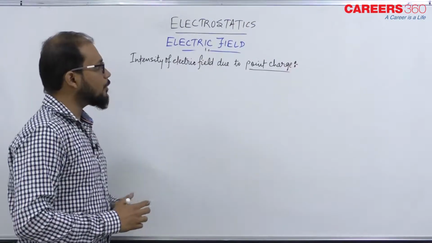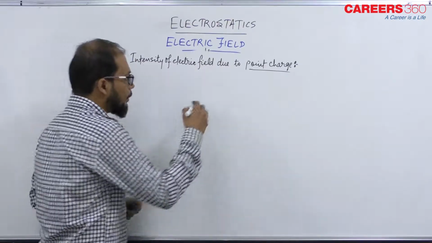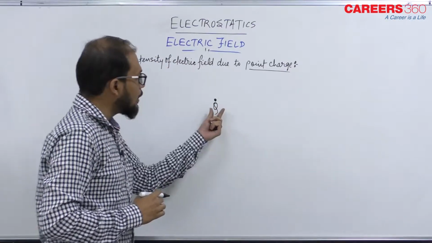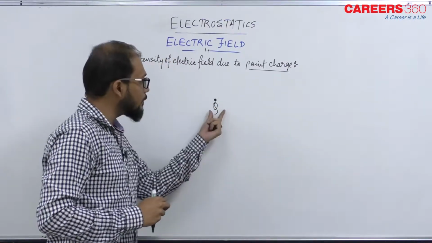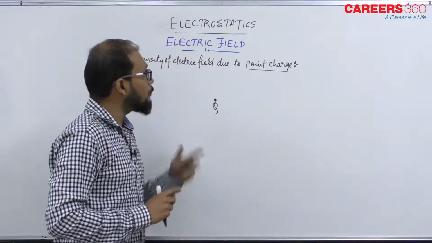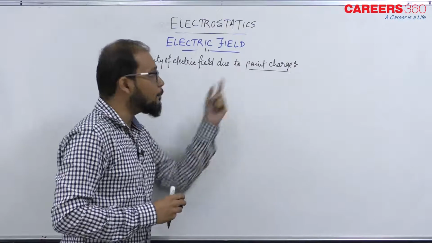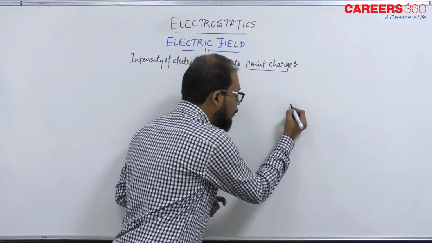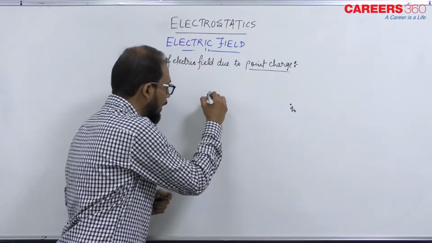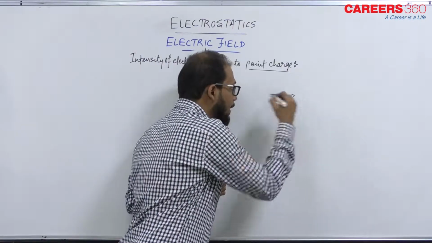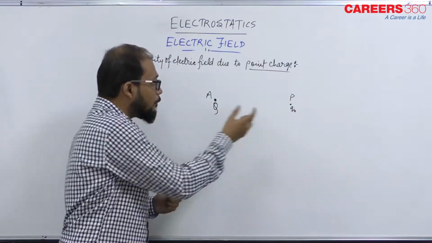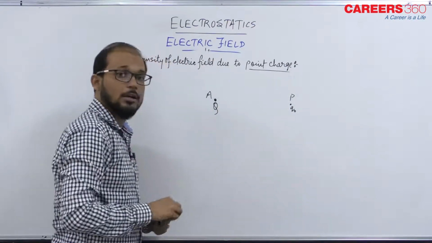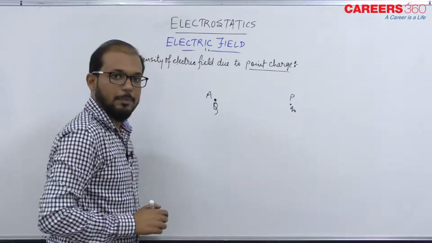Now let's talk about the intensity of electric field due to a point charge. Suppose a plus Q charge is here, and we have to find the electric field, the intensity of the electric field due to this point charge. Then if we have to find electric field at any point due to a point charge, what will we have to do? We will bring a test charge Q naught and place it here. Suppose a Q charge is here and we have to find the electric field intensity at point P. Then we will bring a test charge, a small positive charge, and place it at point P, and then we will find the electric field due to this Q charge at point P.